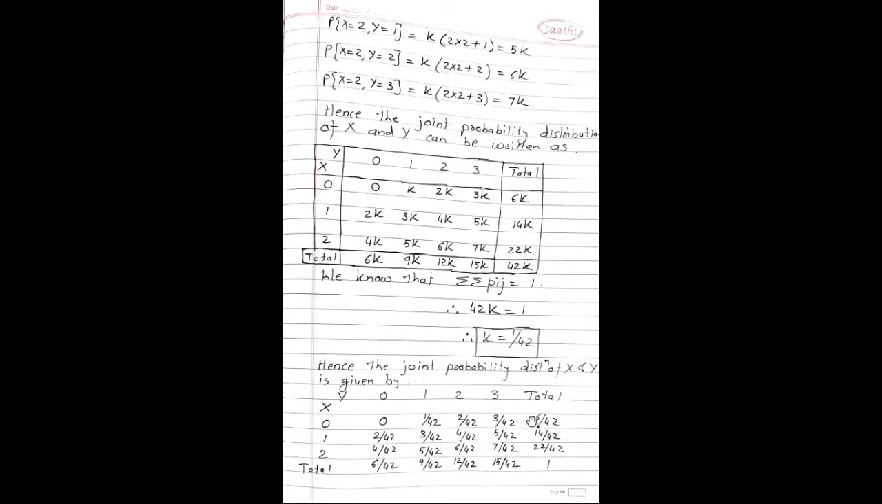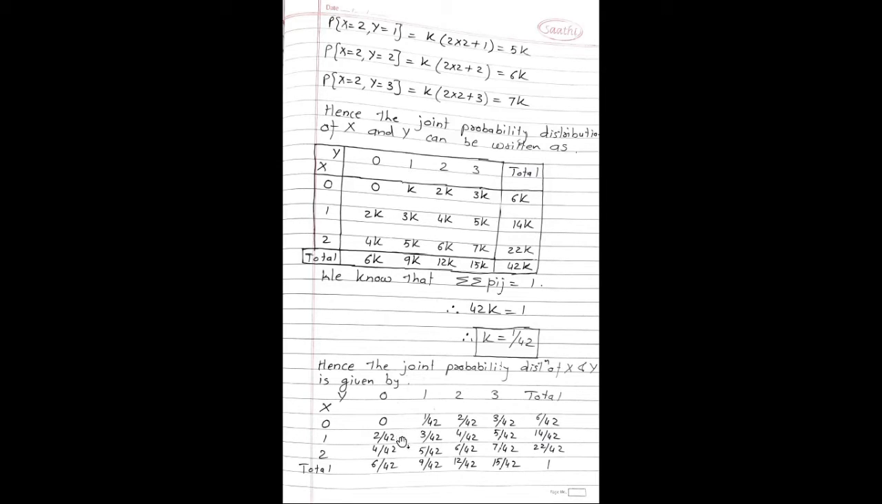So we can get the values as 1 by 42 plus 2 by 42 plus 3 by 42. The total becomes 6 by 42. 2 by 42 plus 3 by 42 plus 4 by 42 plus 5 by 42 is 14 by 42. 4 by 42 plus 5 by 42 plus 6 by 42 plus 7 by 42 is 22 by 42.